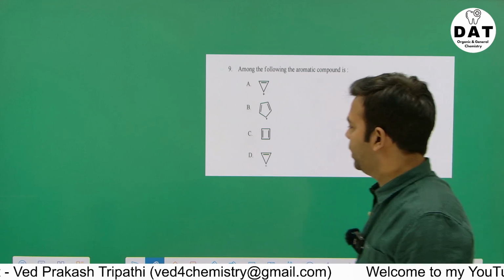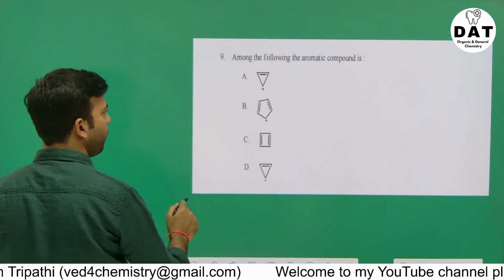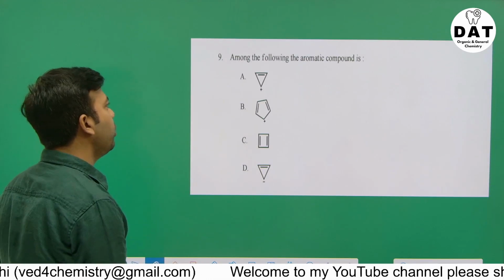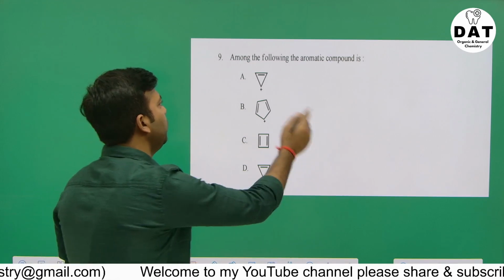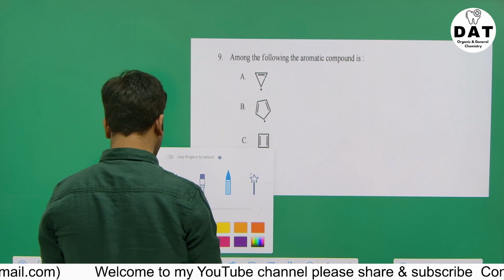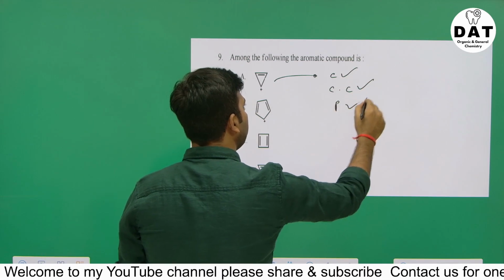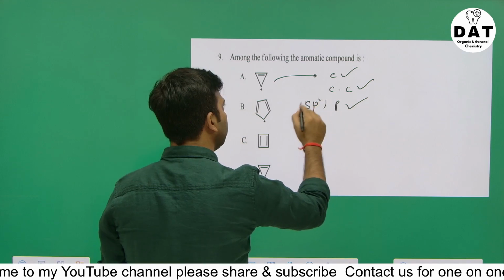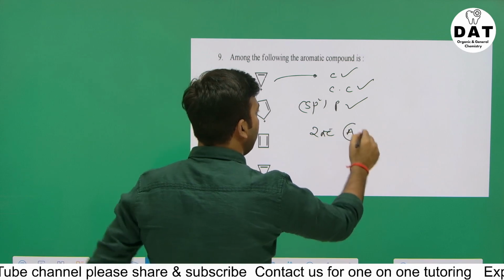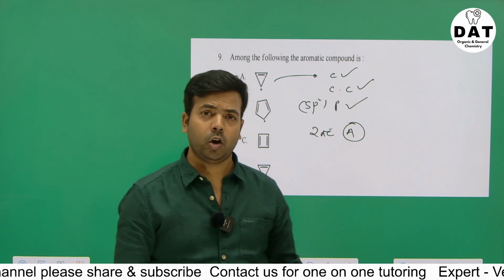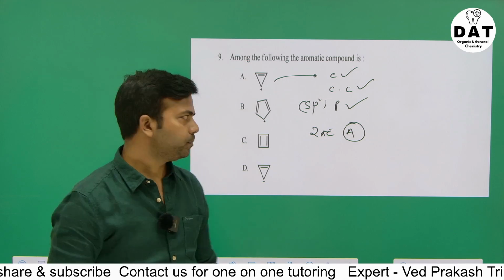Now here we have an aromatic compounds question. Any compound can be aromatic if it is cyclic, conjugated, and planar. Look here, this is cyclic, conjugated, planar. Planar means sp2 hybridized. And how many conjugated electrons are here? 2 pi. So 2 pi means aromatic. I discussed aromatic, anti-aromatic and non-aromatic compounds in a very detailed way, so you should watch those videos.